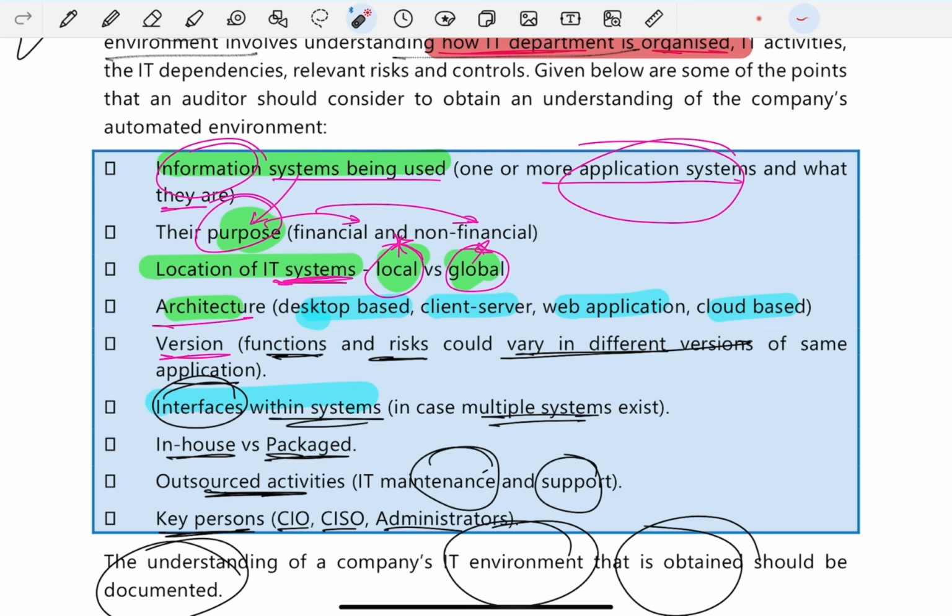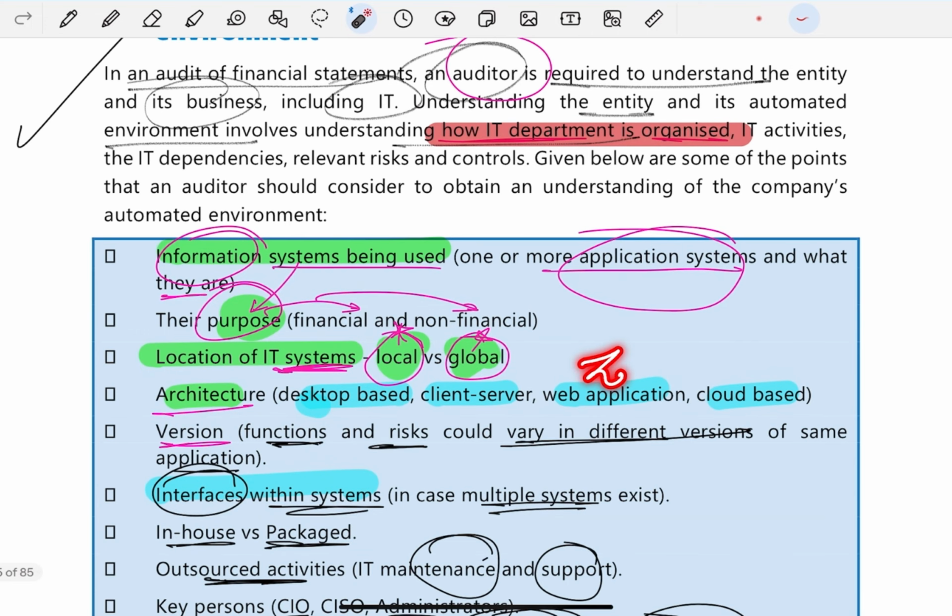What is the architecture of the IT system? The IT system can be desktop based, client server based, or web application based. Like if you take the example of Zoho, Zoho is a web application kind of information system. Is it desktop based? Tally is desktop based. Is it client server based? Is it a web application? Is it cloud based? So what is the architecture of the information system? That also the auditor needs to document.